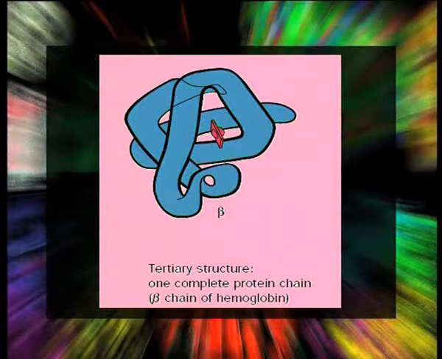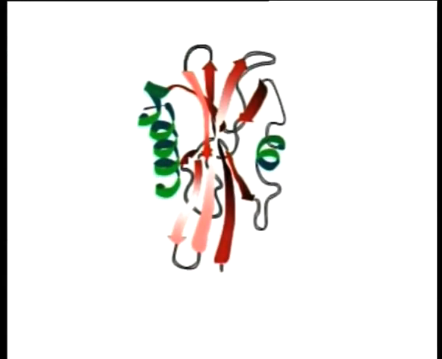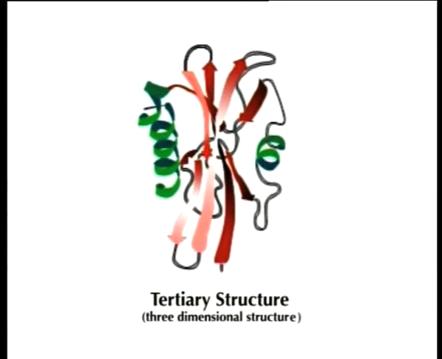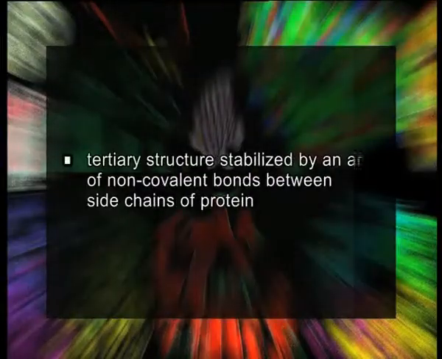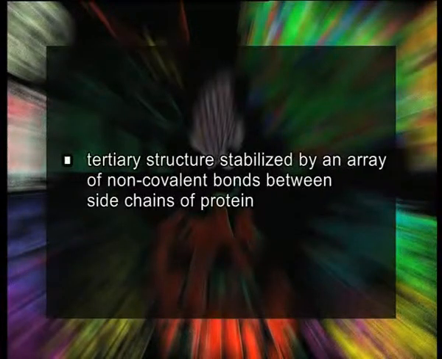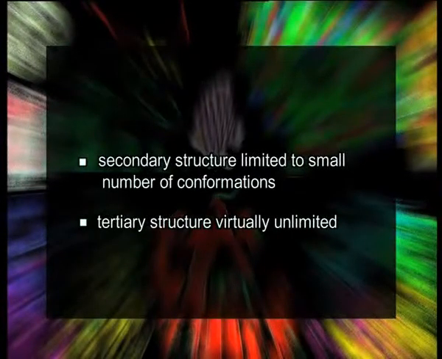The tertiary structure of a protein is its three-dimensional arrangement, that is, the folding of its secondary structural elements together with the spatial disposition of its side chains. Whereas secondary structure is stabilized primarily by hydrogen bonds, tertiary structure is stabilized by an array of non-covalent bonds between the diverse side chains of the protein. Secondary structure is largely limited to a small number of conformations, but tertiary structure is virtually unlimited.